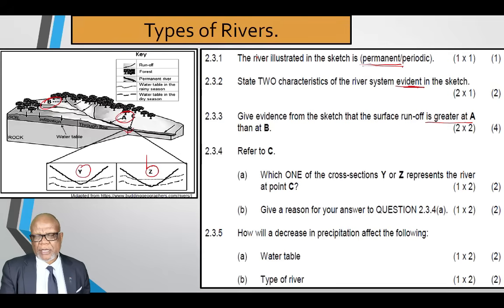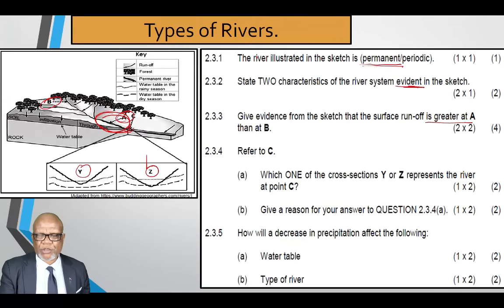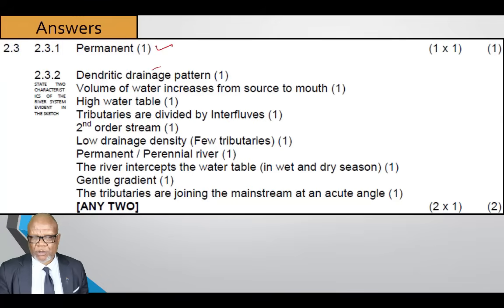Now you can see the line here. There's the source. You can see the line here is getting darker to show that the water is increasing, and here the line is thinner. So that's what you can see there. What else? There is a high water table. Tributaries are divided by interflows, second order streams, low drainage density, permanent. So how do you tell low drainage density? You can see there are few streams there. That's evident.